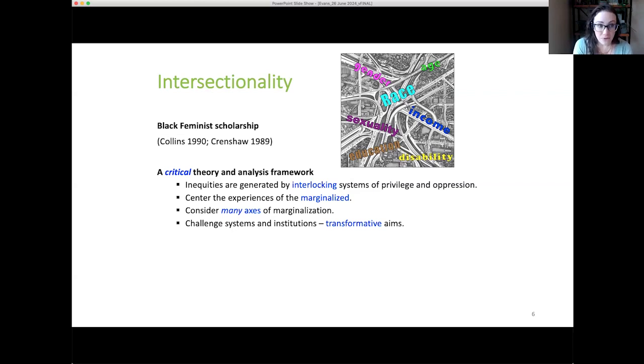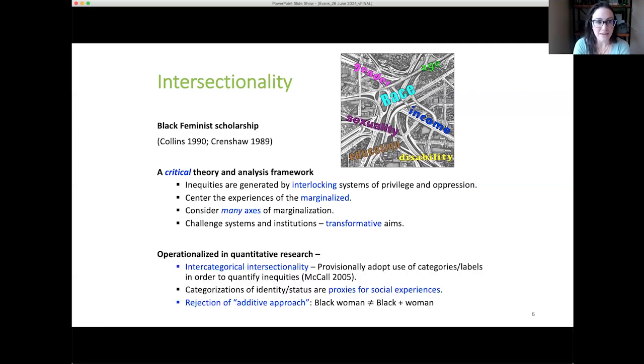And then very important to retain here is a focus on transformation. It's not enough with intersectional scholarship to just describe what's happening and leave it at that and wash our hands of the situation. We should use this as motivation to challenge those institutions, those systems of oppression with transformative aims. In other words, we want to make the world better.